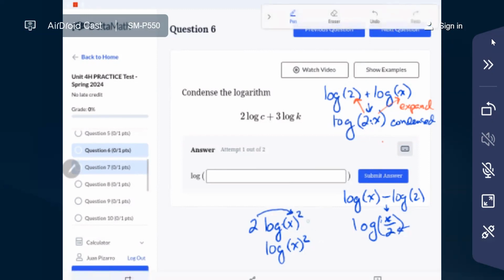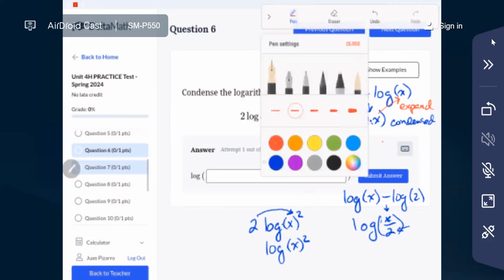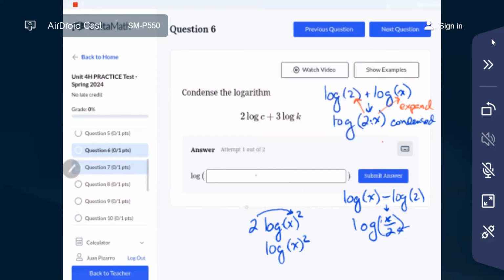So when we're condensing this one, we see that we have 2 things we need to do here. One is we need to use this idea, and we're going to move this 2 over here, so we have c squared. Then we're going to use this idea, where we're going to change add to multiply.